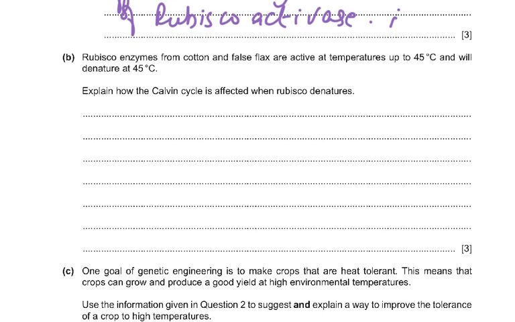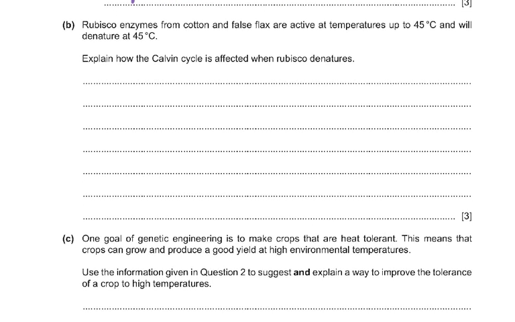Then coming on to the B part of the question, it says Rubisco enzymes from cotton and flax are active at temperatures up to 45 and will denature at 45. So they will denature at 45. Explain how the Calvin cycle is affected when Rubisco denatures. So now they're asking you how the Calvin cycle would be affected.